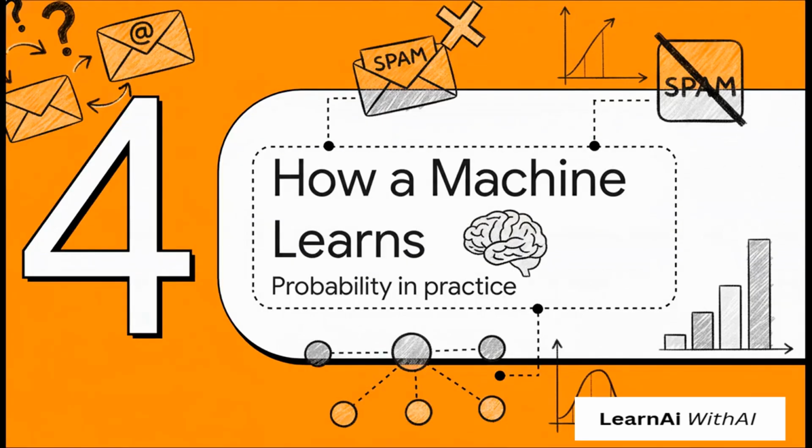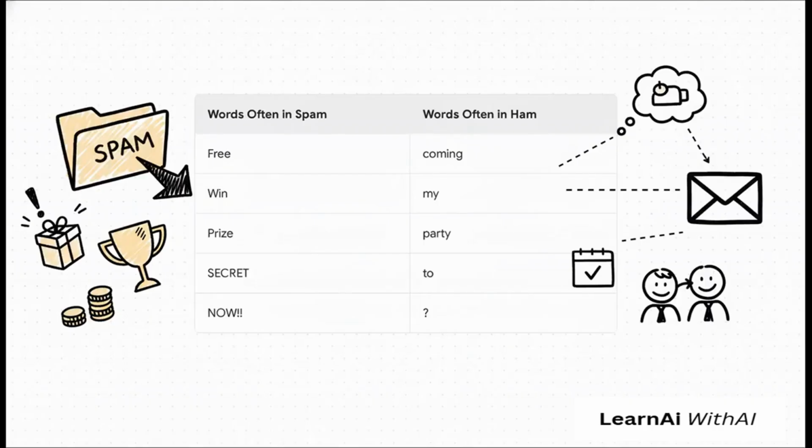Okay, so we've got the basic theory. Use probability and just assume all the words are separate clues. But how does that actually turn into a machine that learns to sort your email? Let's walk through it step by step. First thing you do is feed the machine a giant pile of emails that humans have already labeled as either spam or ham, which is just the fun industry term for a normal, good email.